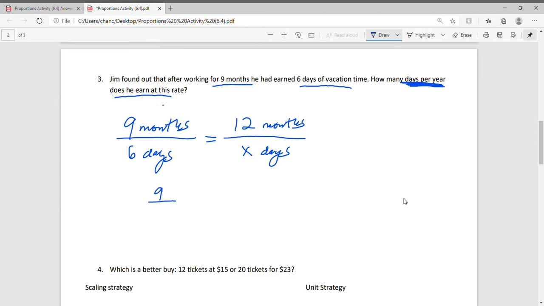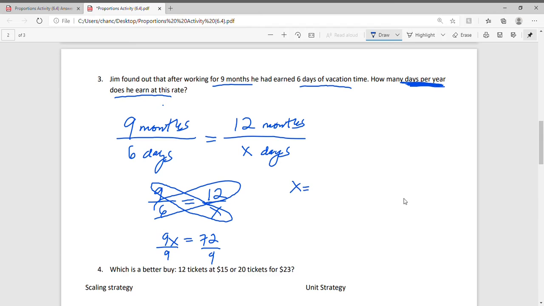We'll get rid of the variables just to make our equation a little bit better looking. We have 9 over 6 equals 12 over x. Let's use the cross product. 9 times x is 9x, and 6 times 12, that's equivalent to 72. Let's divide both sides by 9. X is equal to 8. This tells me we have 8 days of vacation time per year.